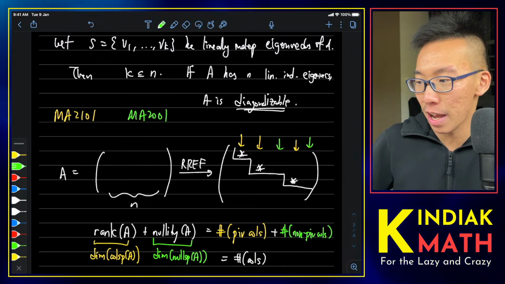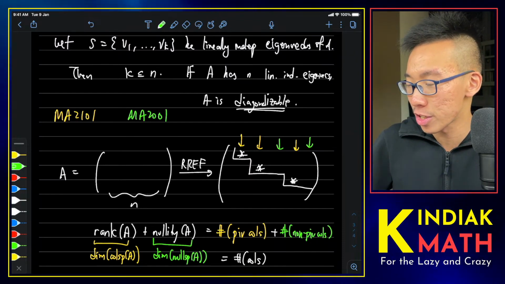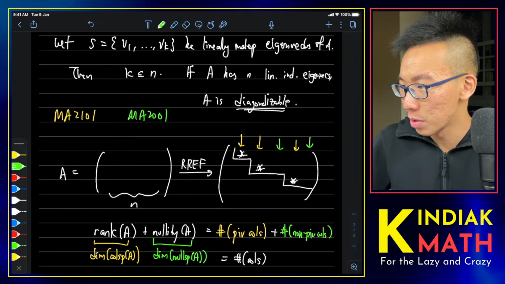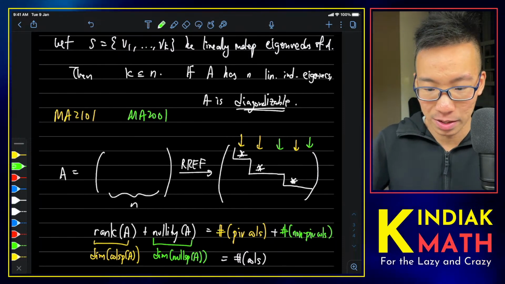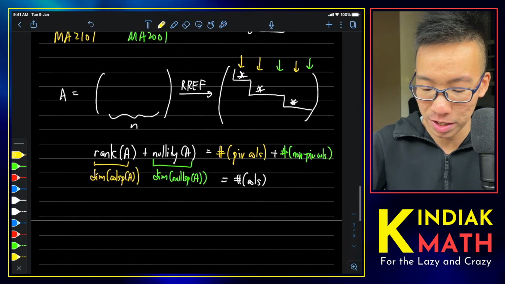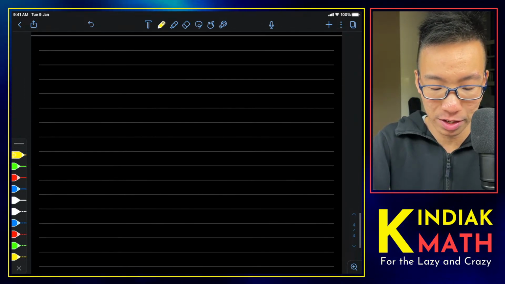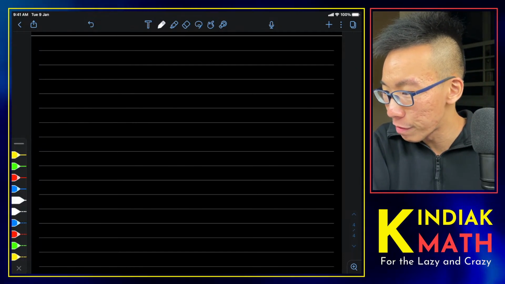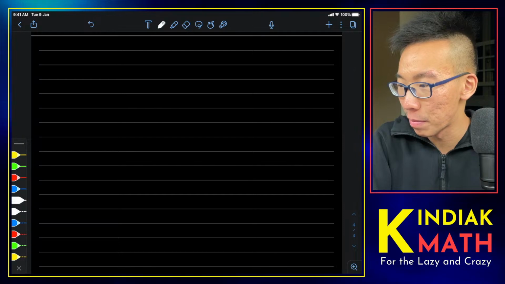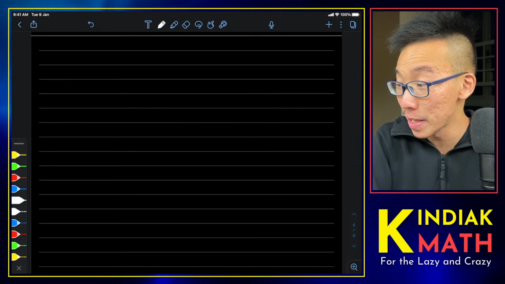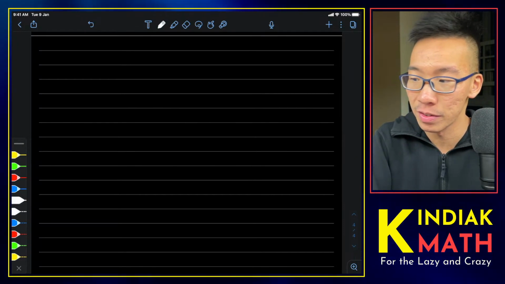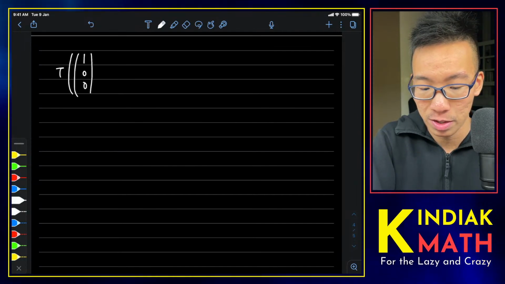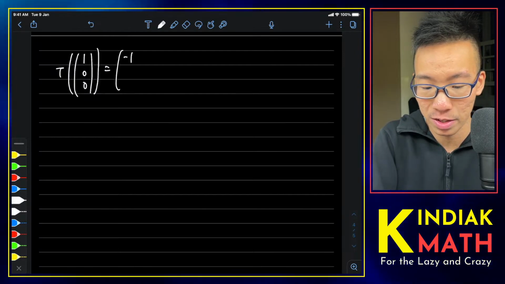Okay, so we have a question here. This will be interesting. We have this question over here. We need to find a basis for the eigenspaces of A with the relevant eigenvalue. So we're given some transformations.